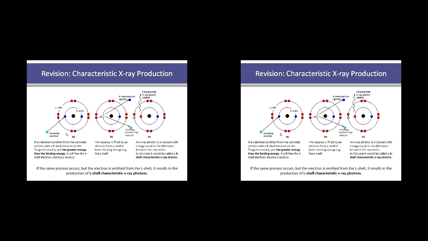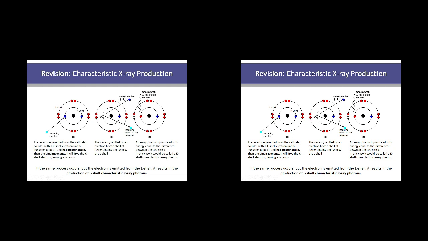What happens within the X-ray tube then is we have X-rays coming in from the cathode. They interact with the atoms within the anode then. Based on those interactions, we either get heat generated, we get Bremsstrahlung radiation, or we get characteristic X-rays. So if an electron emitted from the cathode collides with a K-shell electron, which is the inner one, and has greater energy than the binding energy, it will free that electron and it will leave a vacancy behind.